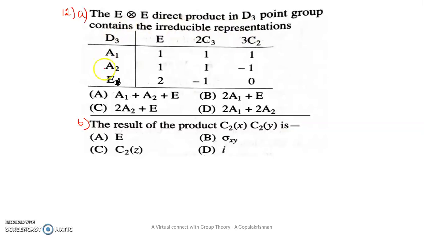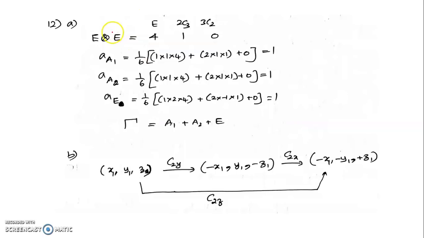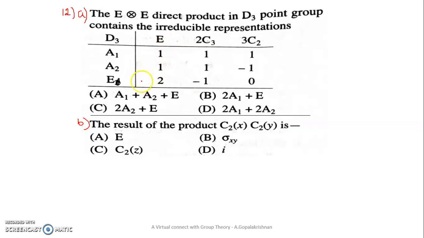See, this is an irreducible representation. Now, when you do the direct product of these two, you will get a reducible representation. That reducible representation contains how many A1, how many A2, how many E. Are you clear? So first you have to do the direct product of these two. Listen, so what is the direct product of E and E? The E characters are 2, -1, 0.